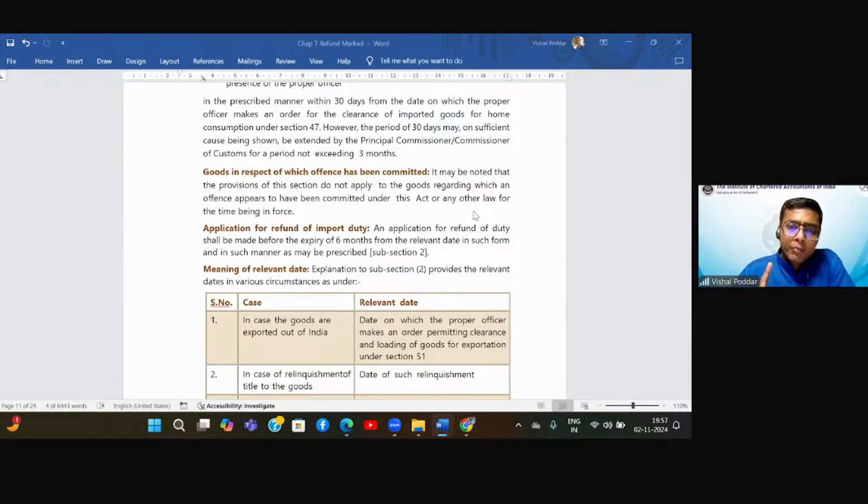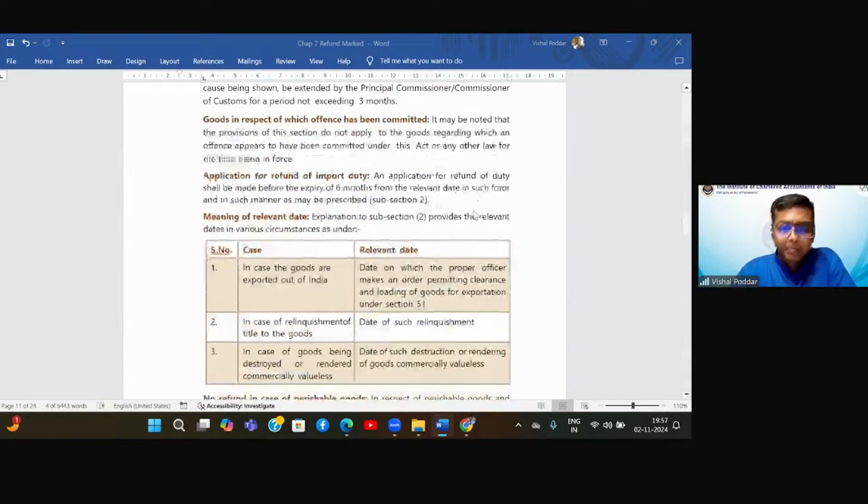So if you have been caught doing something which is an offense, now you don't have the benefit or the shield of this section by which you can take the benefit saying, okay, I will send it back, or I will render it commercially valueless, or I will relinquish it. No, now you have to pay the duty, the penalty, etc.